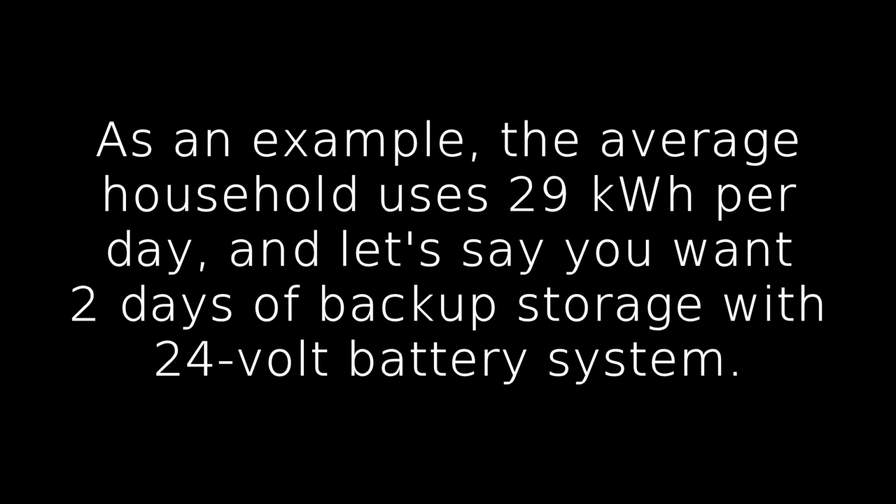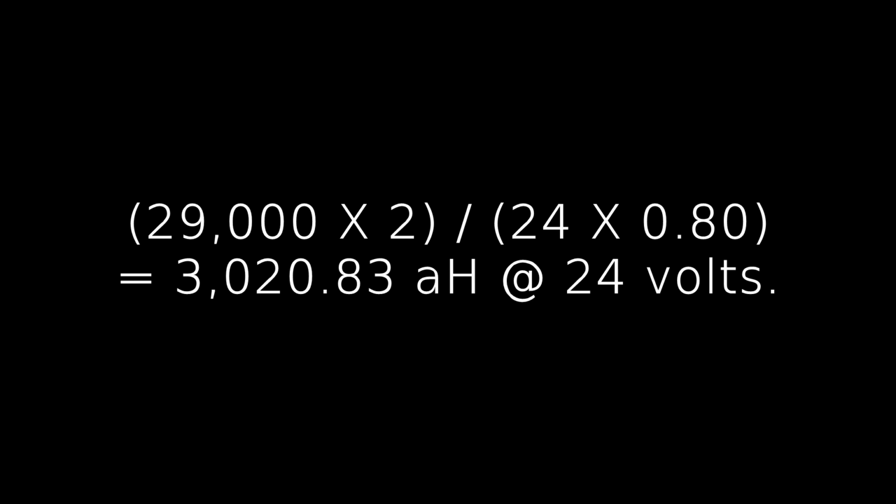As an example, the average household uses 29 kilowatt hours per day, and let's say you want 2 days of backup storage with a 24-volt battery system. That's 29,000 times 2 divided by 24 times 0.8, which equals 3020.83 amp hours at 24 volts.